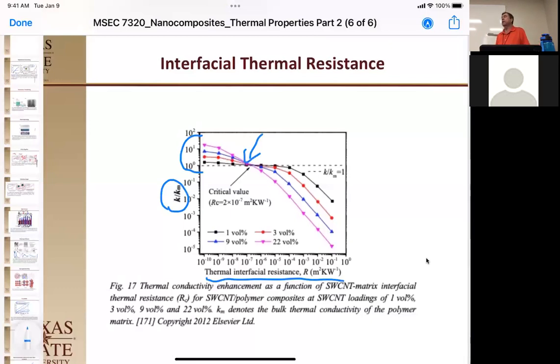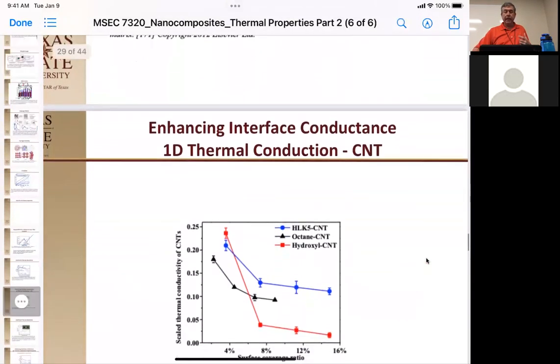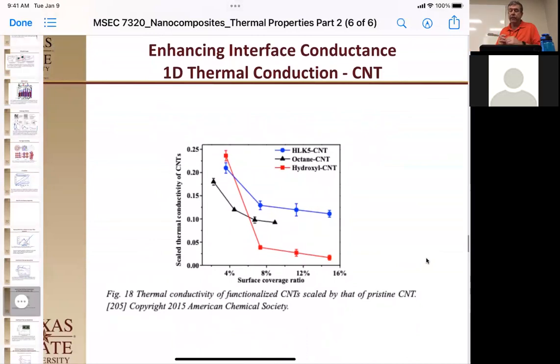Now that they know they have it, how do you modify it? Well, you can modify it by changing the interface conductance by modification of the compound. So in this case, I'm going to do 1D thermal conductivity, which is carbon nanotubes. Again, it's 1D thermal conductivity because it goes down the length. So what we see here is by modifying the surface of the carbon nanotube with different things, octane, a hydroxyl, or this HLK5 is just the bare pristine, that's with no modification.